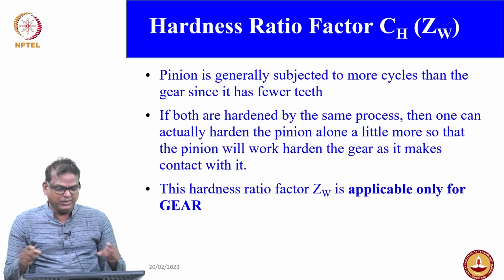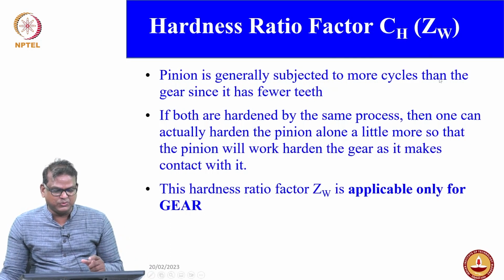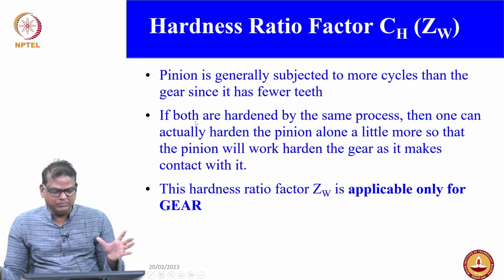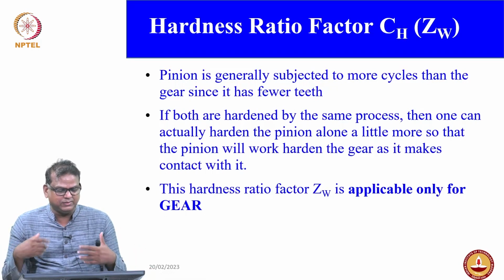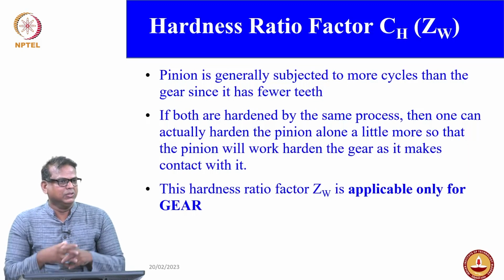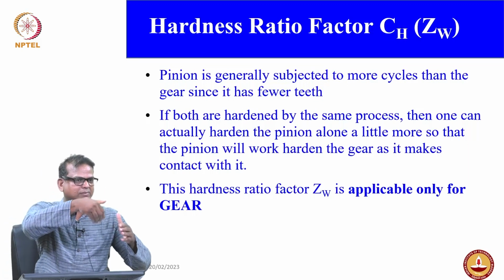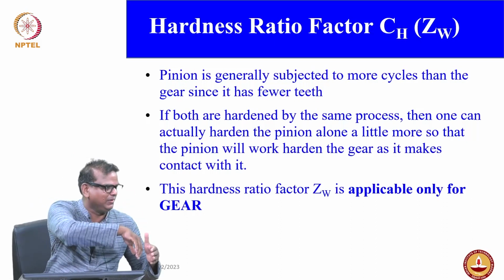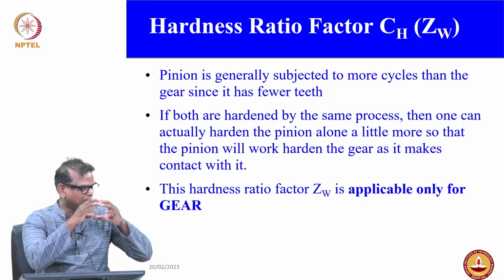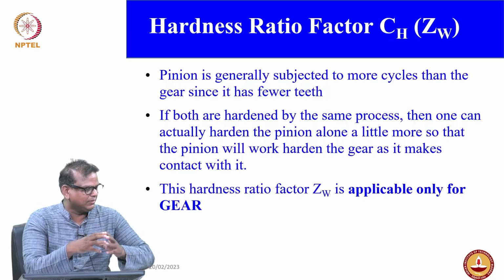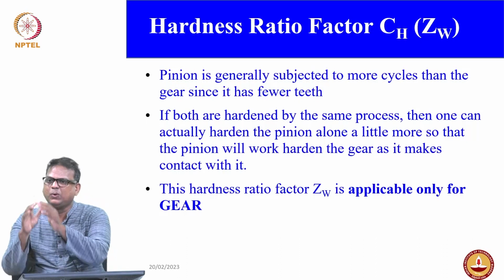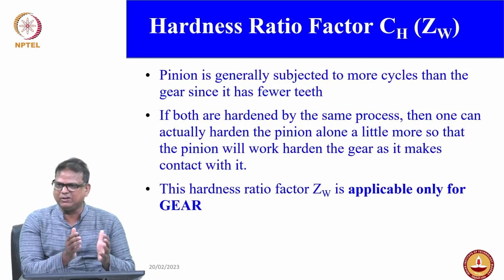That is a basic thumb rule for the hardness aspect. Okay. So that is why the pinion is generally subject to more cycles than the gear, since it has fewer teeth, and both are hardened by the same process. One can actually harden the pinion alone a little more, so that the work hardening will help. So the higher the hardness, what happens? It will affect the softer material. You don't want that to happen. You have to be careful to choose a certain ratio in such a way that you can keep one component safer, and the other component will be the failure.